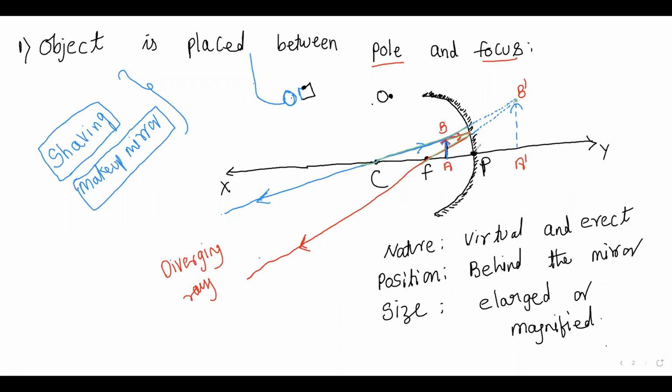Object is kept very near to the mirror. Enlarged image is produced. And I already told you two uses of concave mirror. Dentist uses concave mirror to see the cavities in the tooth, and concave mirror is also used as a shaving mirror and makeup mirror. First ray diagram is drawn and applications are also explained.